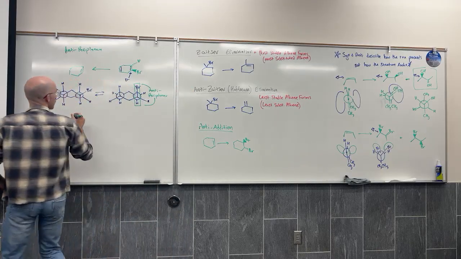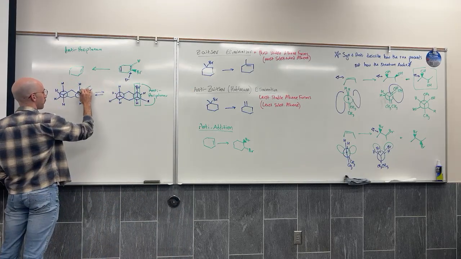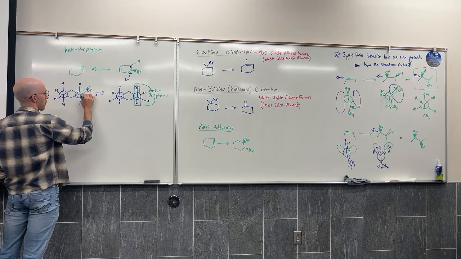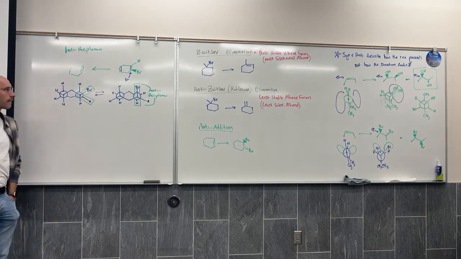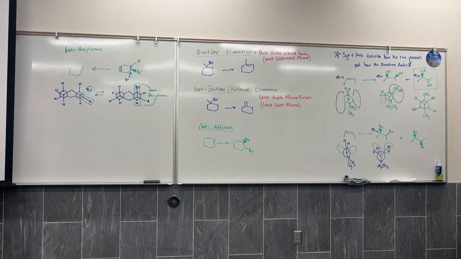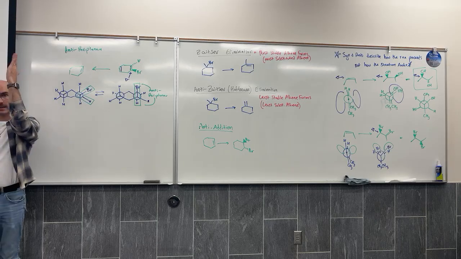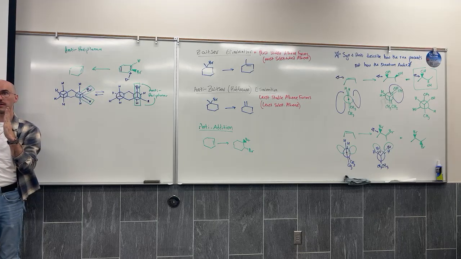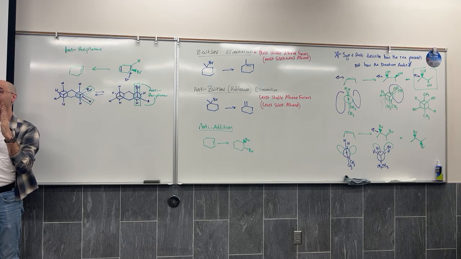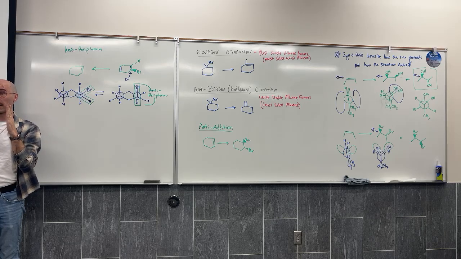So here are those same two groups that I had before. But now are they anti to each other? Are they directly across from one another? They're not. Are they in the same plane? Are they at least planar?